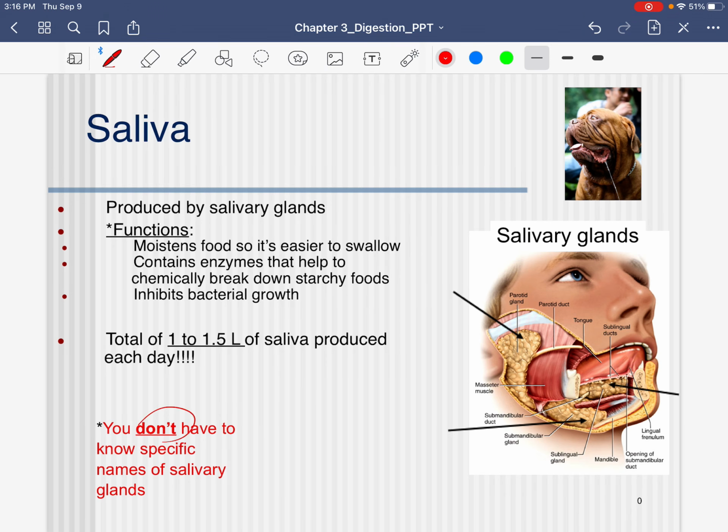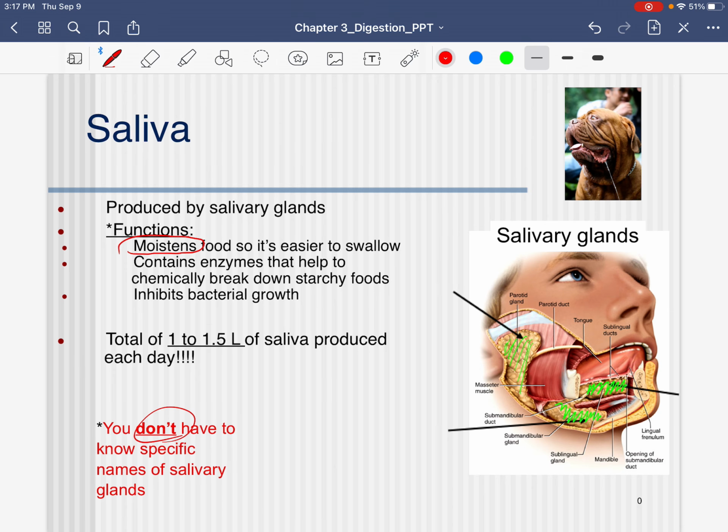We do have all this saliva. We have 3 salivary glands. You do not need to know them, but in case you're wondering, we have one here, these yellow things. That's the parotid salivary gland. We have a submandibular salivary gland. And then we have a sublingual salivary gland underneath the tongue.